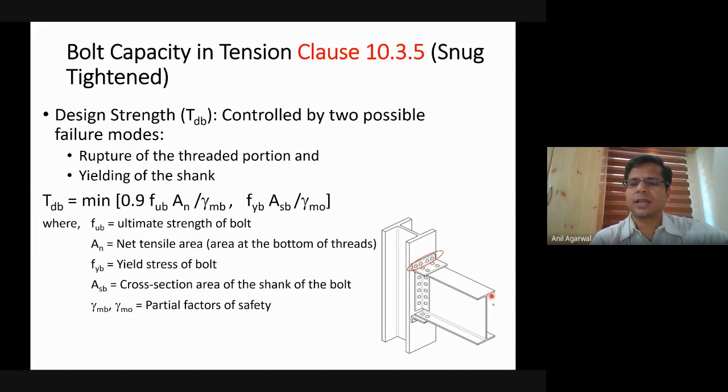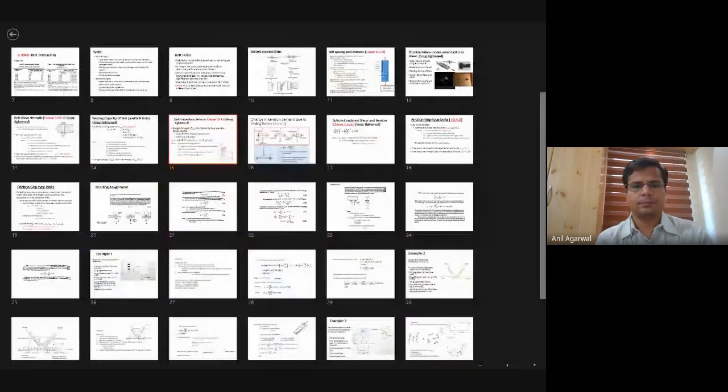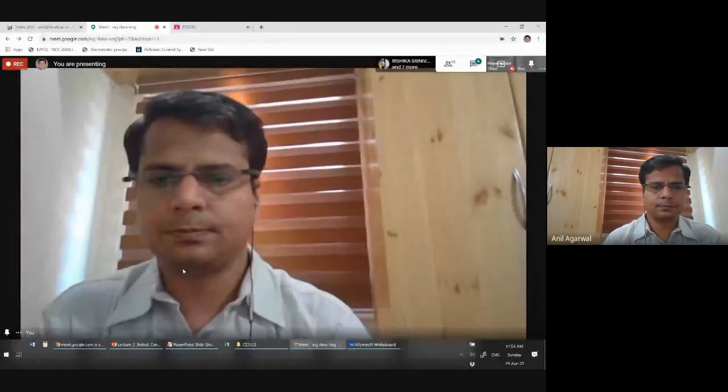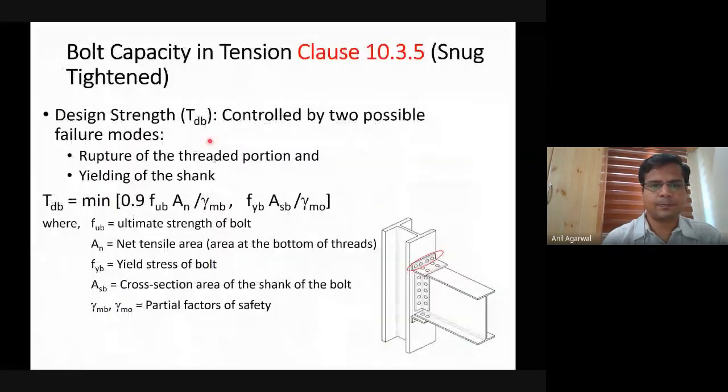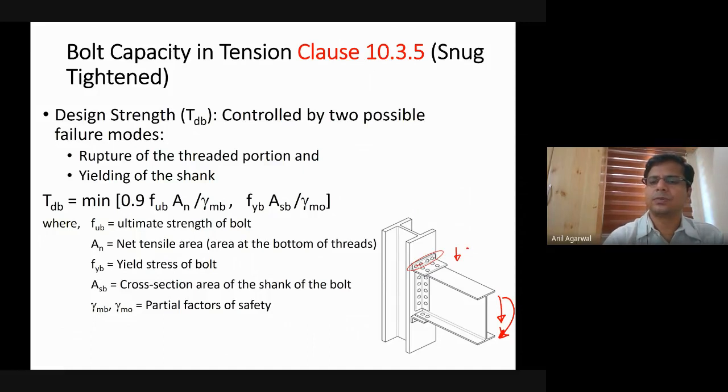Otherwise, if there is any kind of a shear force or moment acting here, chances are that these bolts will be carrying some shear and some moment, or sorry, some shear and some tension.